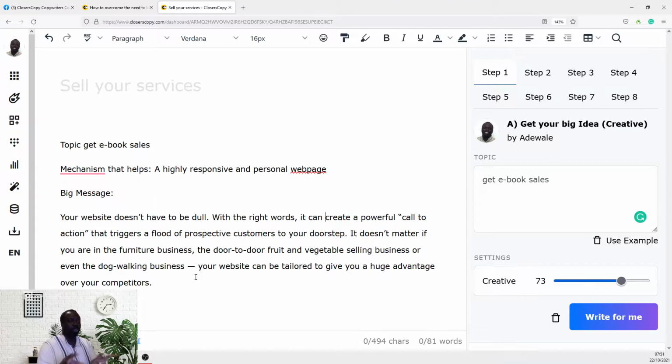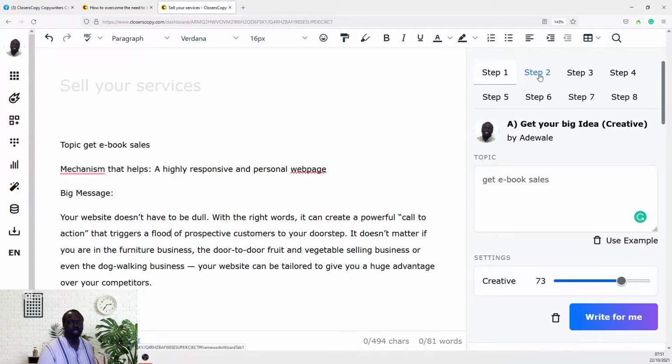and powerful calls to action to trigger customers that will buy your ebooks. Okay, so again, yes, that's the mechanism that helps, and I'm stressing this because we're going to be using these two things quite a lot through the whole process.